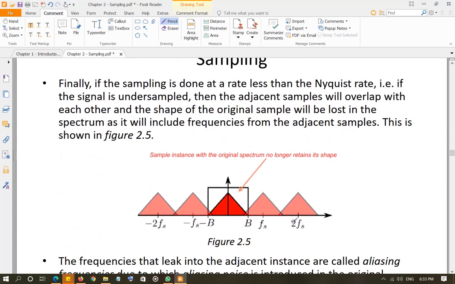Now, if you do undersampling, then the next instance of a spectrum, or the adjacent instance of a spectrum, is going to leak into the adjacent spectrum.